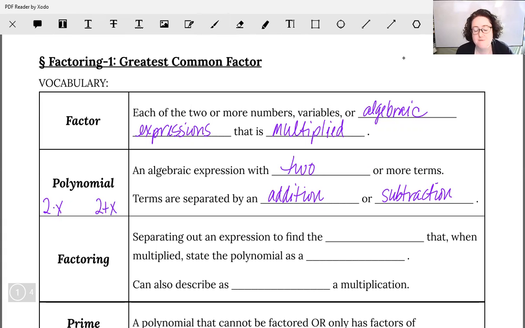Okay, next term, factoring. So the act of factoring is really separating out the things that you could multiply to make that expression. A little bit more specifically, we're going to separate an expression to find the factors, the things that you'd have to multiply to make it, that when multiplied, state the polynomial as a product. Again, just another word for what you get when you multiply. You could also describe this as kind of undoing a multiplication.